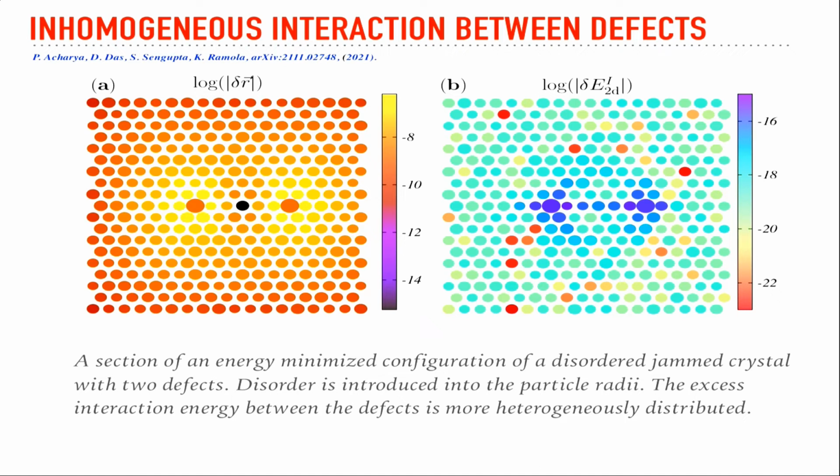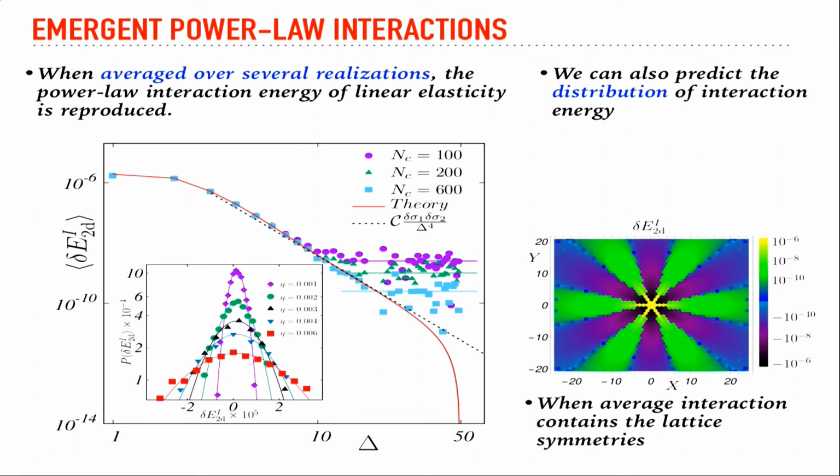And so the displacement fields look quite homogeneous around the defects, but now you can also ask the question, how much energy is stored in the interactions between the particles? So if you create some larger particles, then the springs between the particles get stretched or compressed by a certain amount, and each spring or each particle now has some excess energy. And so you can now also predict the inhomogeneous distribution of energies between two defects, and it looks something like this. And I won't go into the details, but when you average over multiple realizations, that is, you place two larger defects and then you allow for small fluctuations in the background of the system, the power law interaction energy of linear elasticity theory is reproduced.